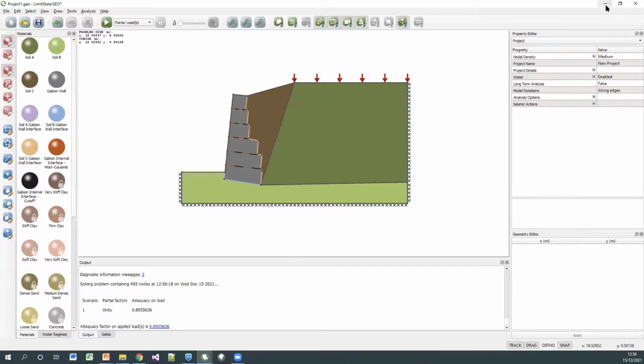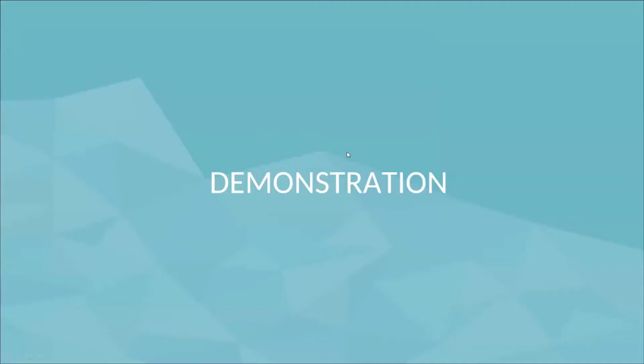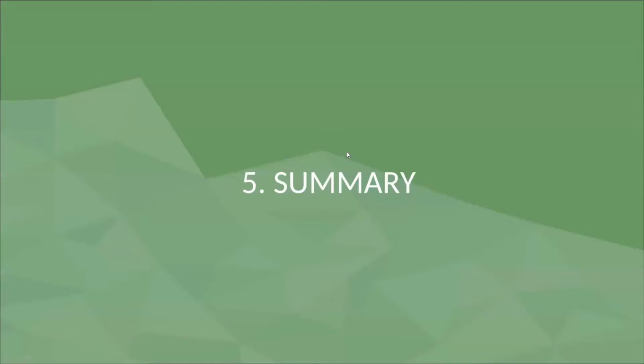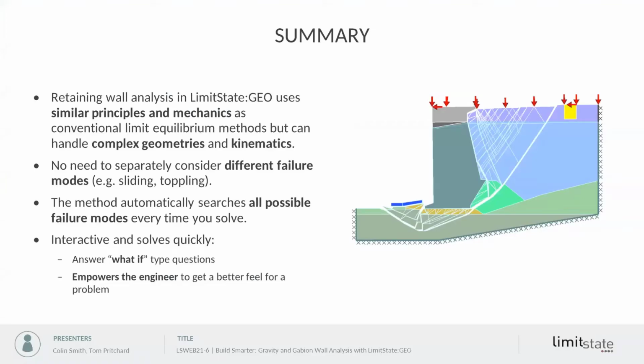We'll just revert back to the PowerPoint to wrap up. So in summary, hopefully I've shown you that the analysis of LimitState GEO uses similar principles and mechanics as in conventional limit equilibrium methods, but we can handle complex geometries and kinematics. There's no need to consider different failure modes, such as sliding and toppling. Essentially, the method automatically searches all possible failure modes every time you solve.